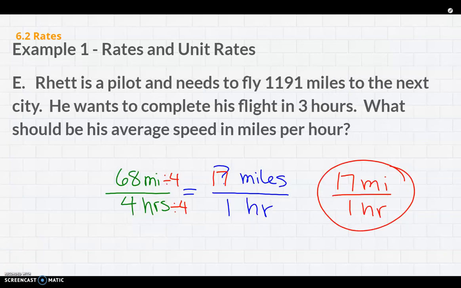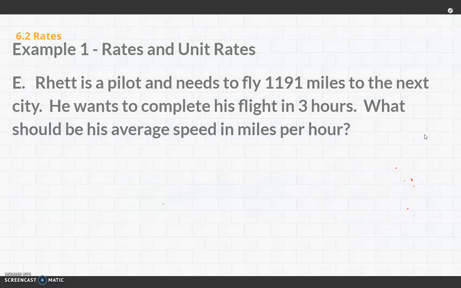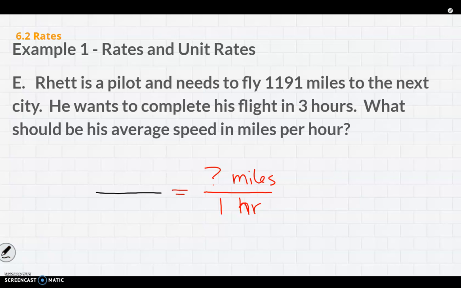Rhett is a pilot and needs to fly 1,191 miles to the next city. He wants to complete his flight in 3 hours. What should be his average speed in miles per hour? So again, I want to know how many miles should he travel in 1 hour. Unit rate. Your denominator is always 1. So he goes 1,191 miles and he wants to complete that in 3 hours. So I'm going to divide both the numerator and denominator by the denominator.